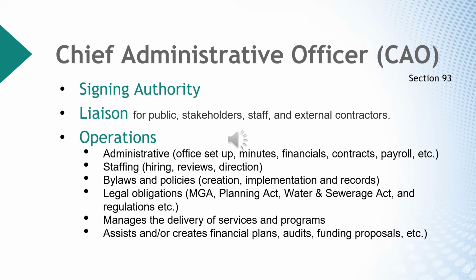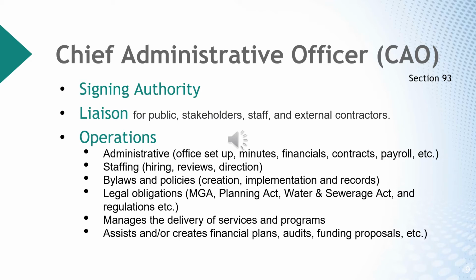The Chief Administrative Officer, or CAO, is outlined in Section 93. They are the signing authority along with the mayor for the municipality, unless they've designated it to someone else. They liaison with the public, stakeholders, staff, and external contractors.